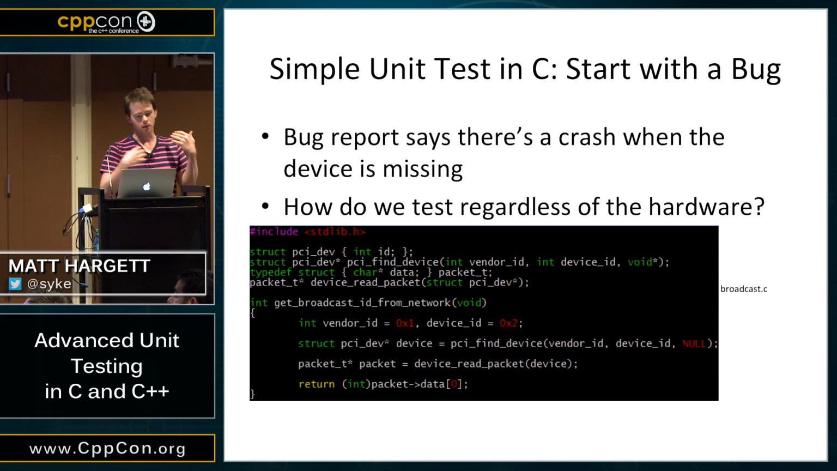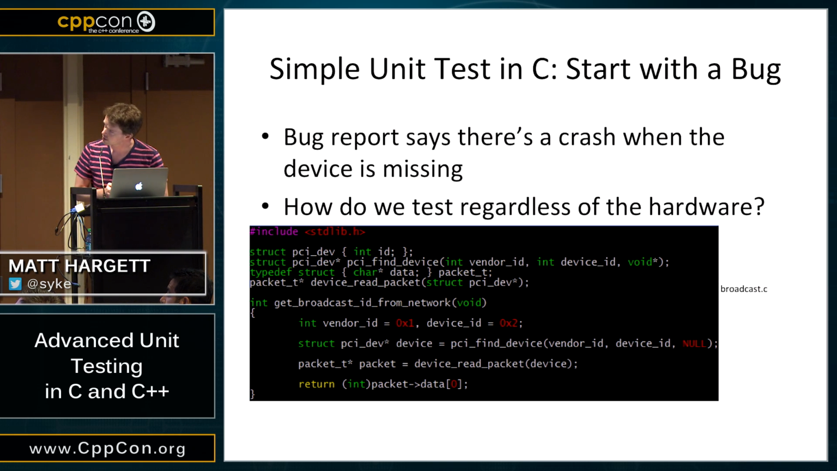So how do we test regardless of the hardware? And is it big enough? I think it's big enough for you guys anyway. So here's a small code example regarding PCI devices. And so let's pretend like this is the implementation source file, broadcast.c. The names may have been changed to protect the innocent.